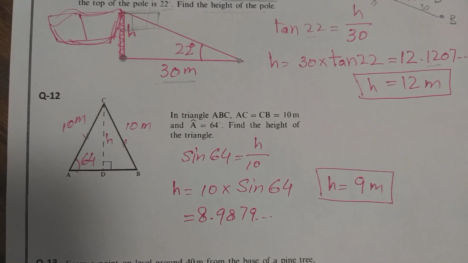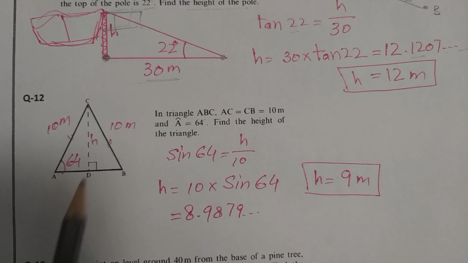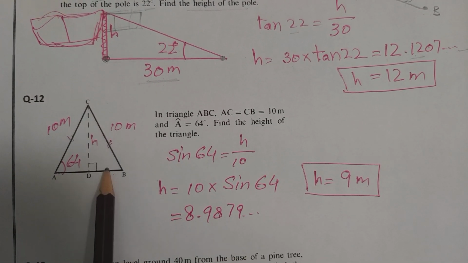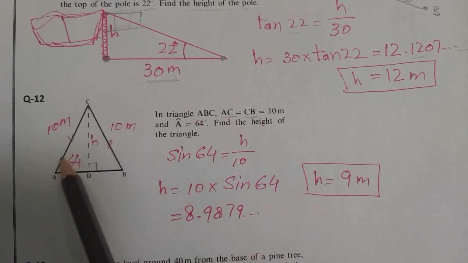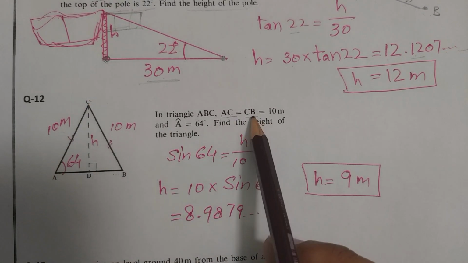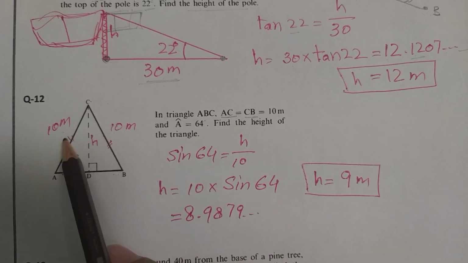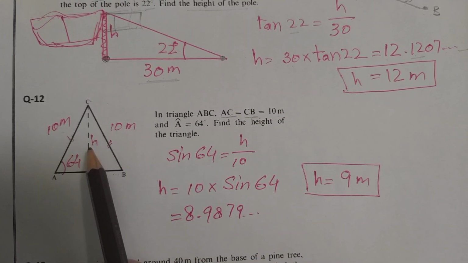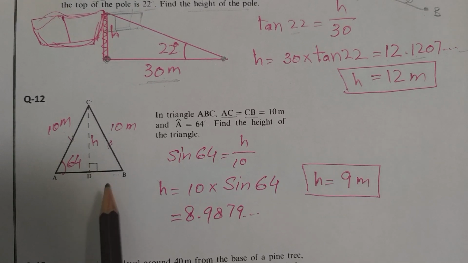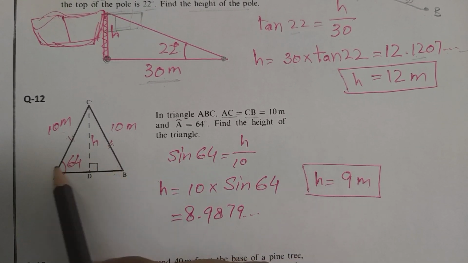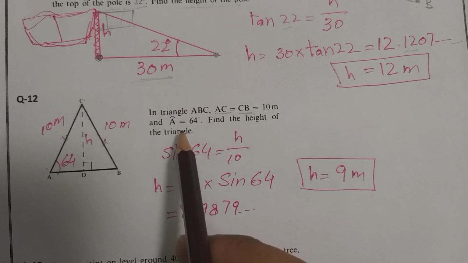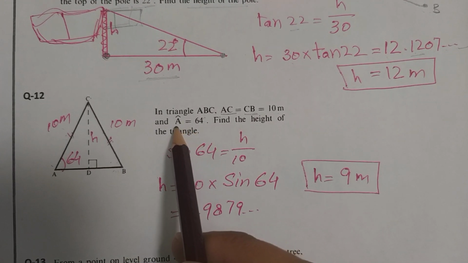Okay, question number 12. In the next question, we are given a triangle, and he mentioned AC and CB are equal, which is 10 meters. It means two sides are equal, so it becomes an isosceles triangle. In an isosceles triangle, we know two sides are equal and their base angles must be equal. We are given an angle here which is 64.